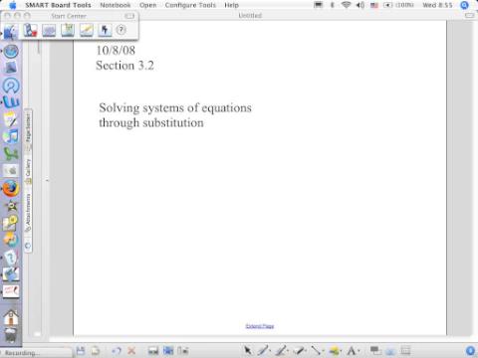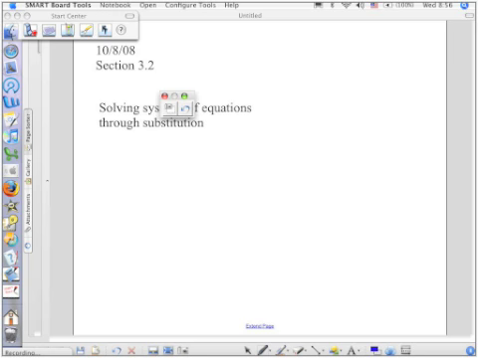Section 3.1 is solving systems of equations through graphing. And the reason that I'm really not going to touch on that is because when we graph, what we're looking for when we're solving a system of equations is we have two or more lines, and we're looking for the one point that those lines have in common with each other. So we're actually looking for an ordered pair on a graph.